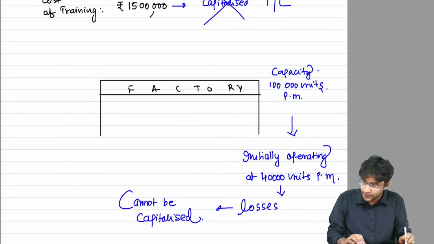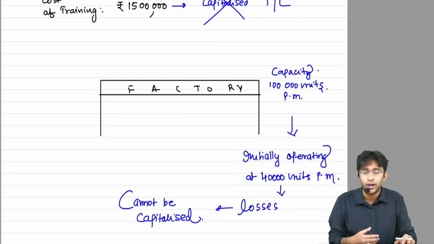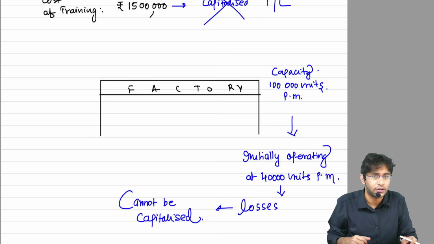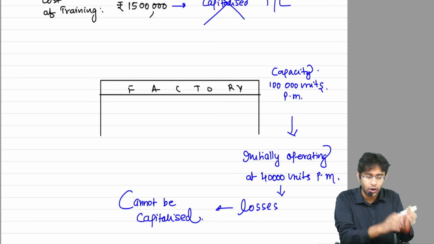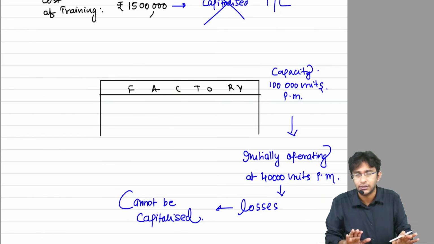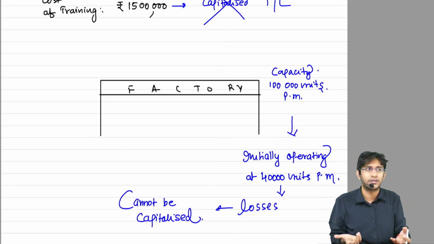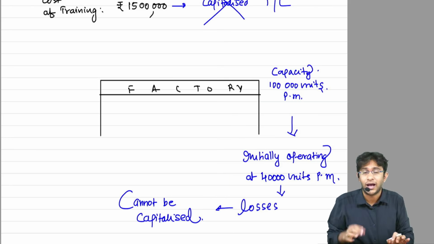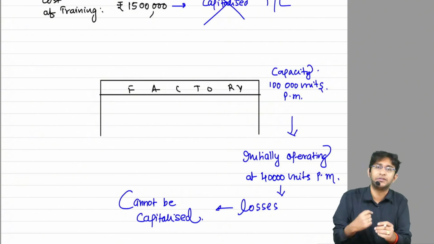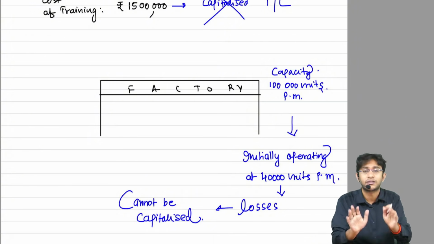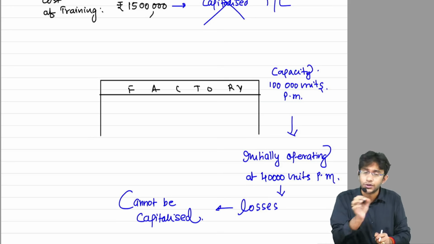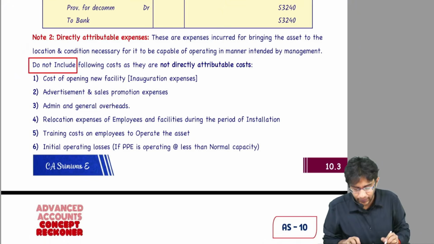Initial operating losses, since it is very normal, and normal losses we can add it as a cost? The answer is no. This standard does not permit you to capitalize losses to the asset. No fool will allow you to capitalize loss to an asset. Loss means what, sir? Money already lost. Asset means what? Future economic benefits. Future money will come, that only you can capitalize. What is already lost, how can I add it to the cost of the asset? So initial operating losses cannot be capitalized.